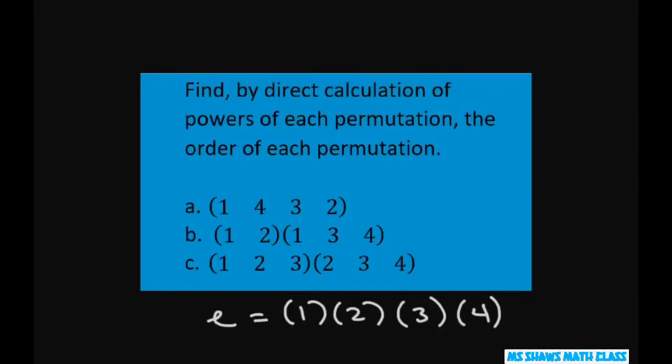Everyone. Find by direct calculation of powers of each permutation, the order of each permutation. And these are the three examples we're going to do. And we're going to use our identity here. Our identity for cyclic notation permutations is (1 2 3 4). So we want to get it to looking like that.